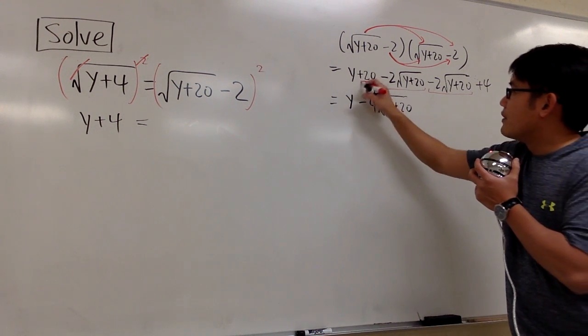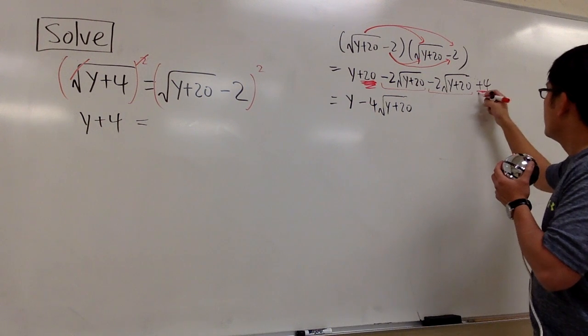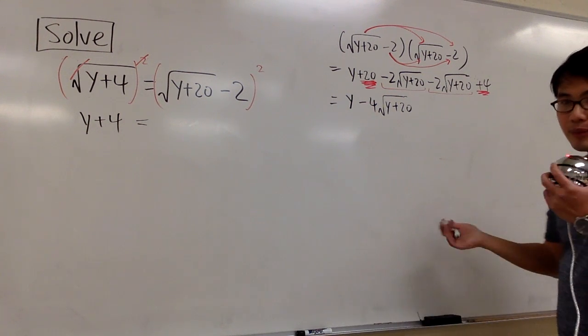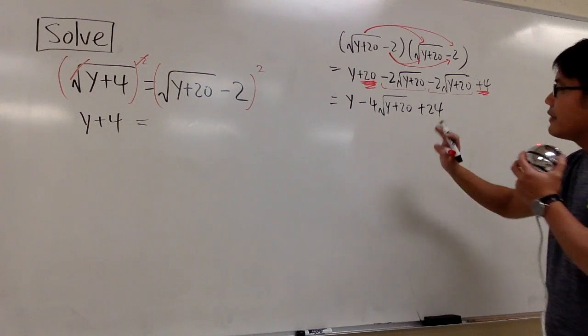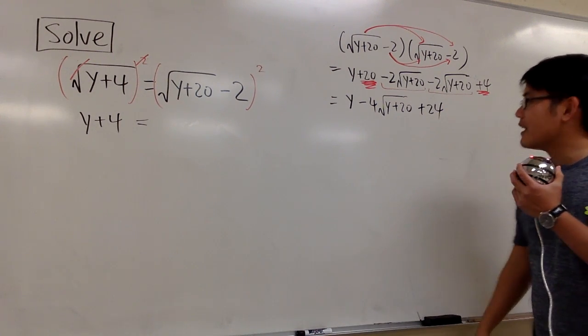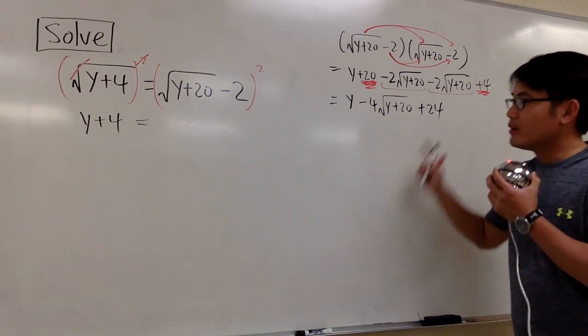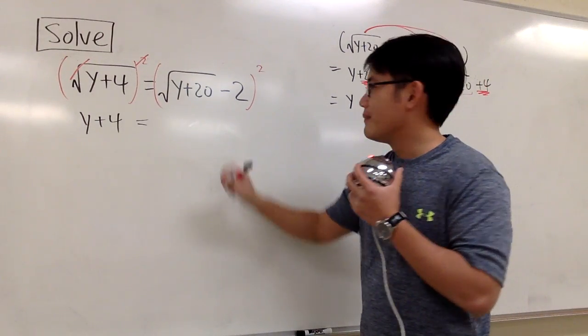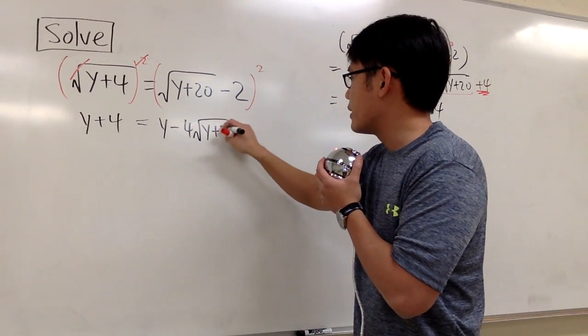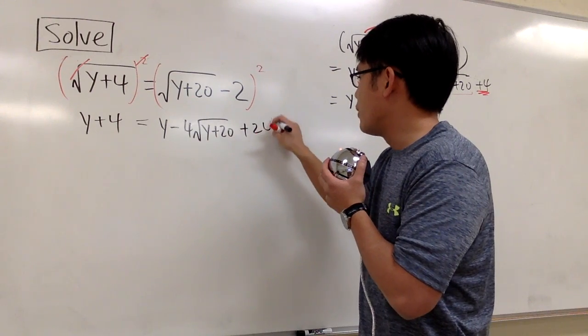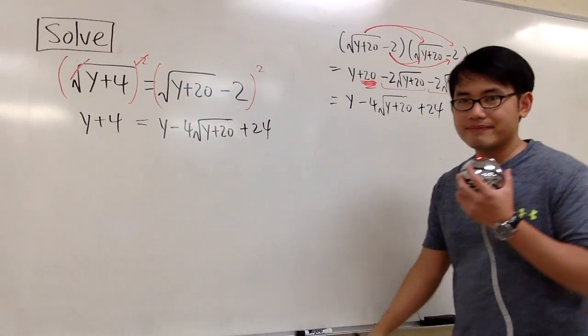And also we have plus 20 here and plus 4. They're just regular numbers, and 20 plus 4, of course, is plus 24. That will be the result. Okay? So I will put this down onto the right-hand side right here: y minus 4 square root of y plus 20, and then plus 24 at the end, just like this.